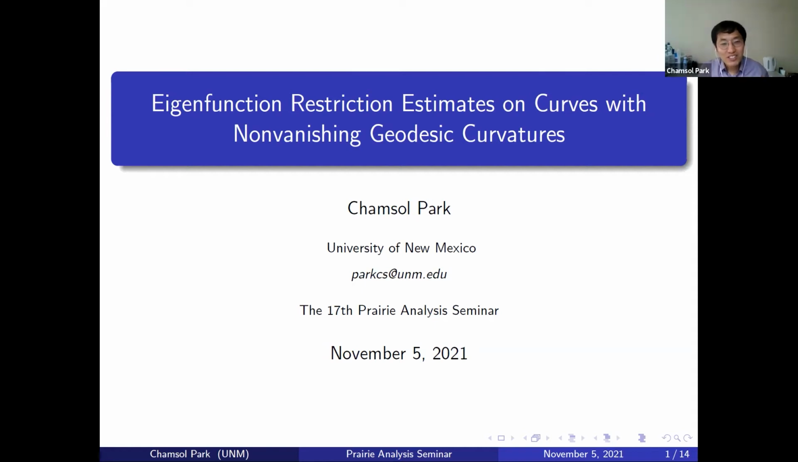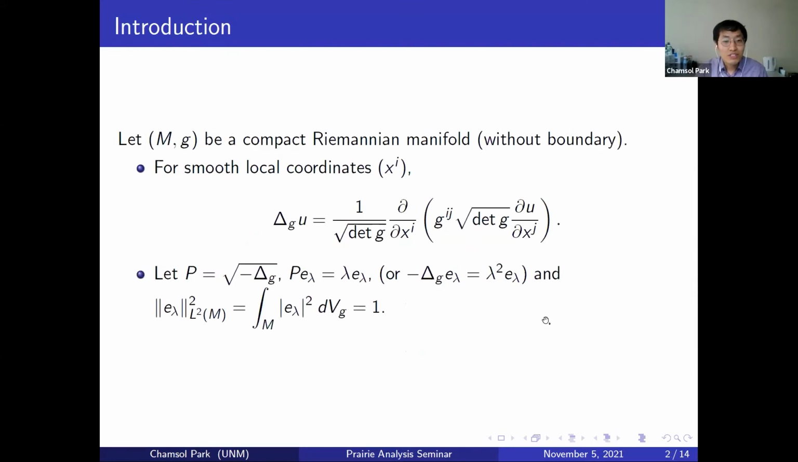So as the name suggests, today I want to talk about eigenfunction restriction estimates on curves with non-vanishing geodesic curvatures. First things first, in this session we are interested in manifolds, but in this talk I'm interested in a compact Riemannian manifold (M, g), where M is a compact Riemannian manifold without boundary, and g is the metric on M.